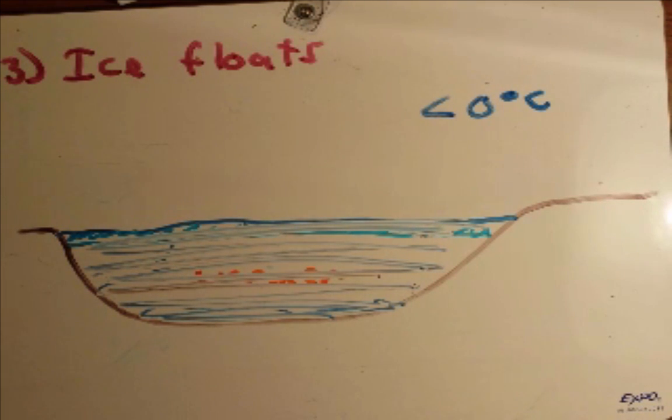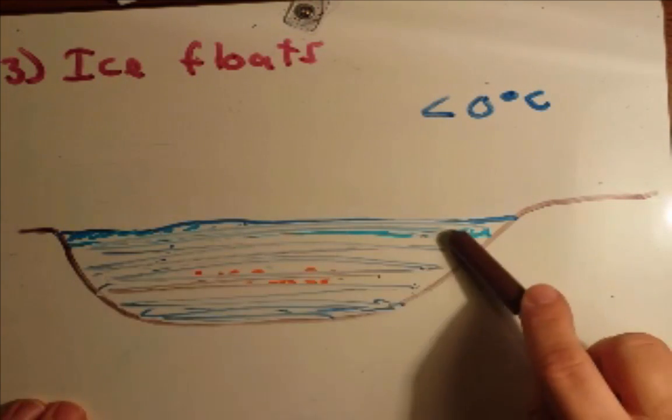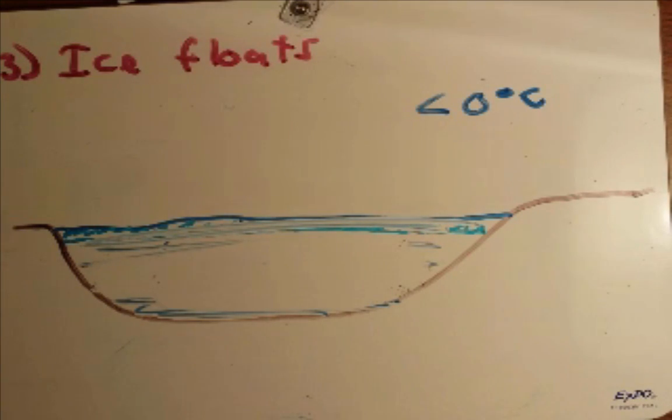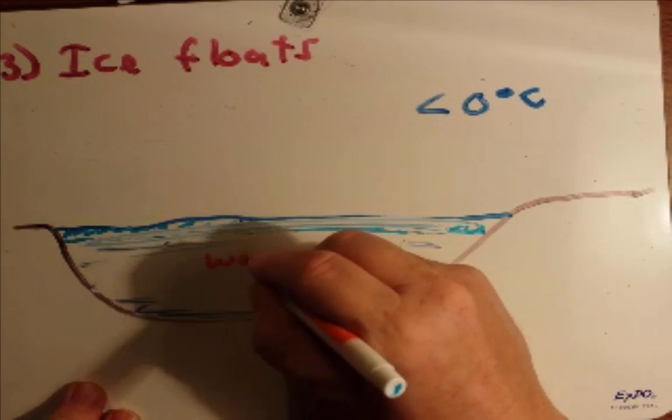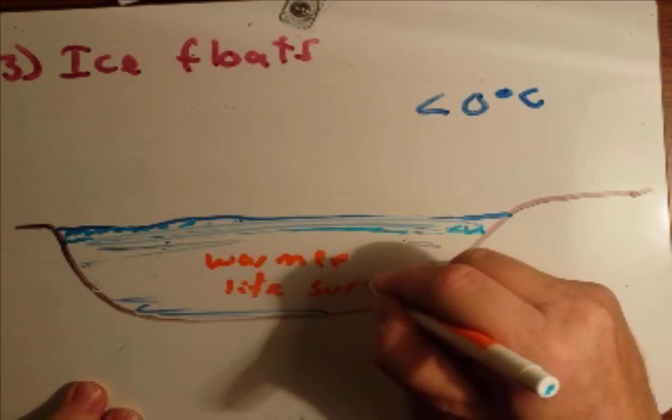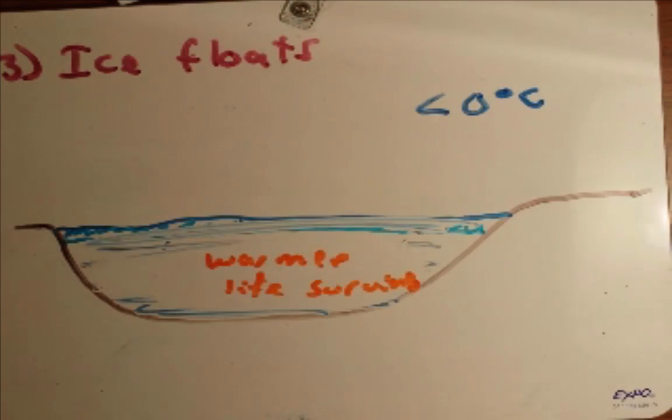Luckily, that's not the case. Luckily, ice is less dense than water, and being less dense than water, it floats, which allows all the life down here to survive because the water is warmer. So the property of ice being less dense than water is very beneficial to maintaining life in areas where water can freeze.